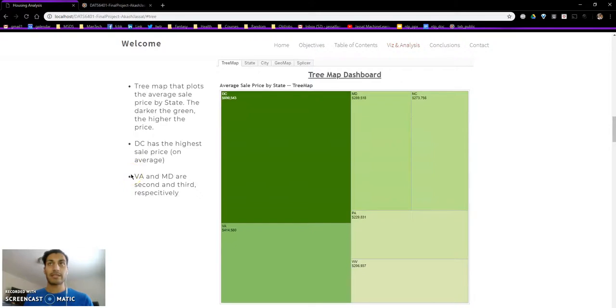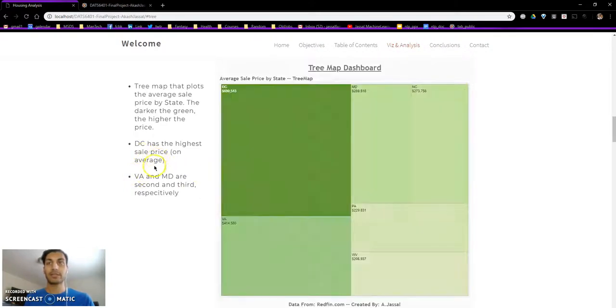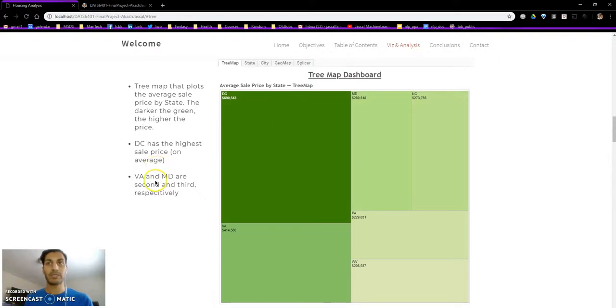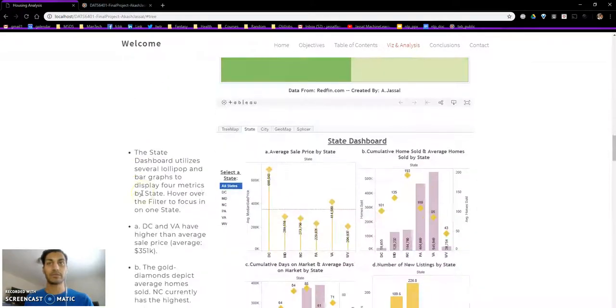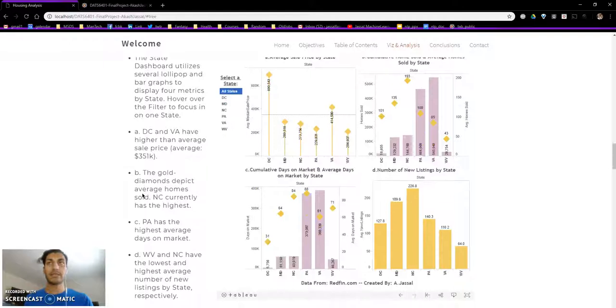The first one is a tree map, so you can tell that DC has the highest sale price on average. Virginia and Maryland are second and third respectively. This is a state dashboard that utilizes several lollipop and bar graphs to display 4 metrics by state. DC and Virginia have higher than average sale price, which is $350, and the gold diamonds depict average homes sold.